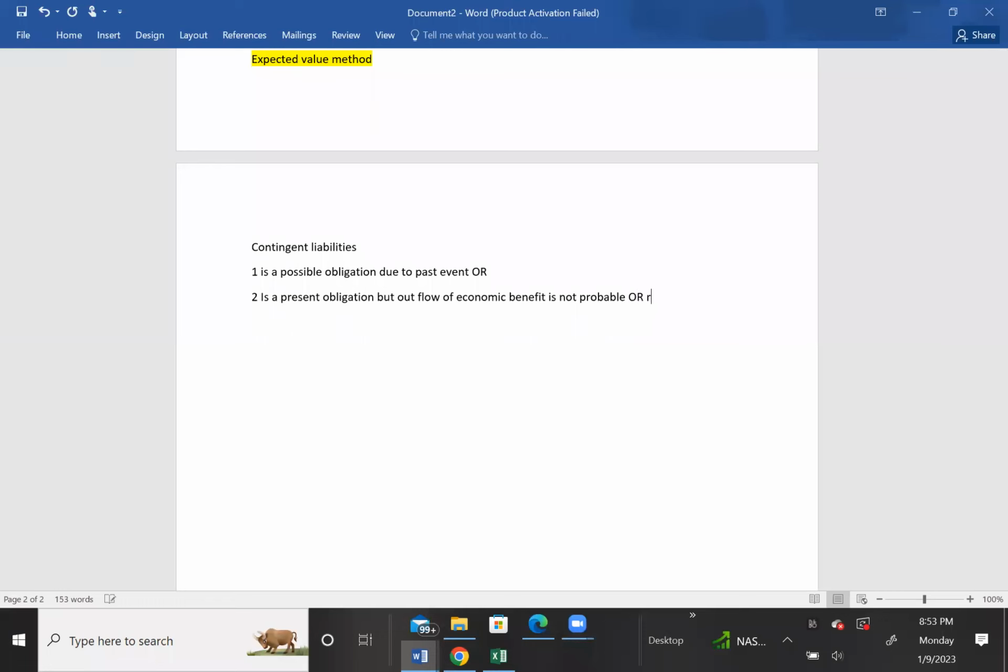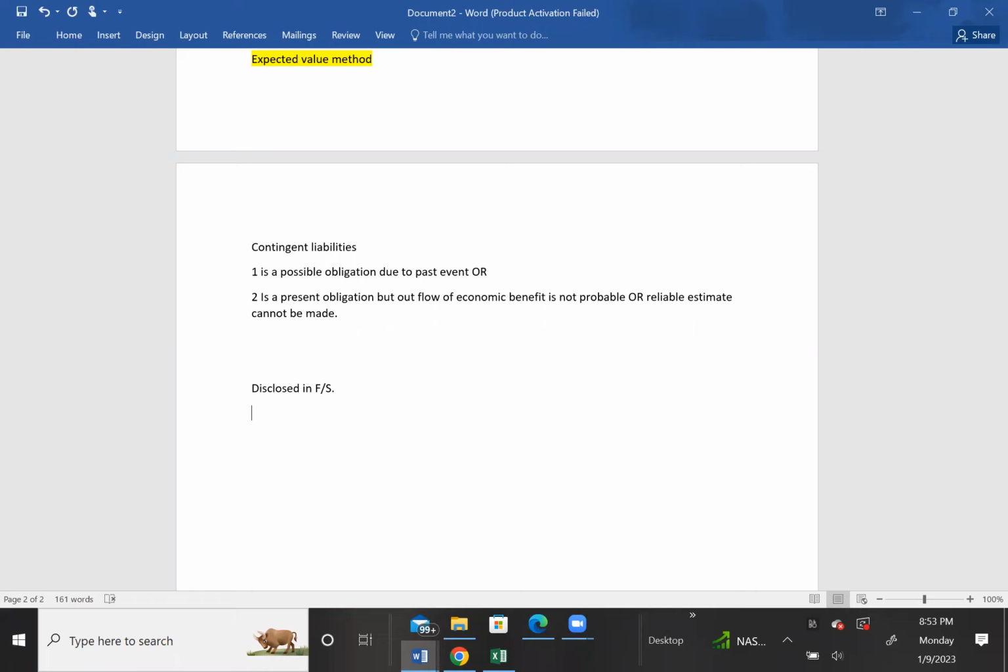Or a reliable estimate cannot be made. That would be the contingent liability. That is the definition of the contingent liability. And you know that a contingent liability is only disclosed. We only disclose the contingent liability in financial statements.